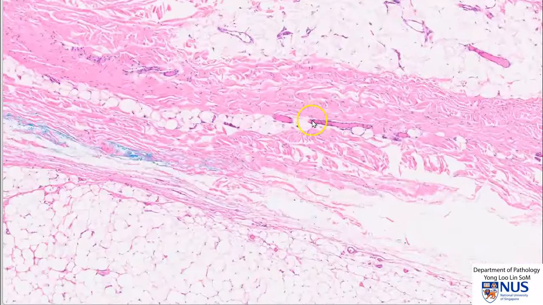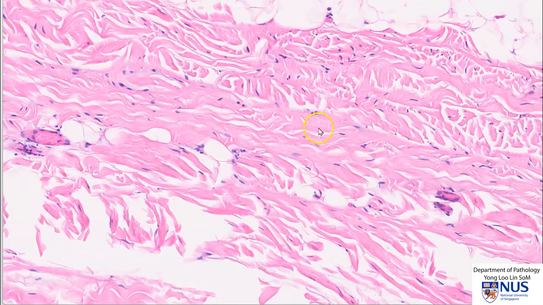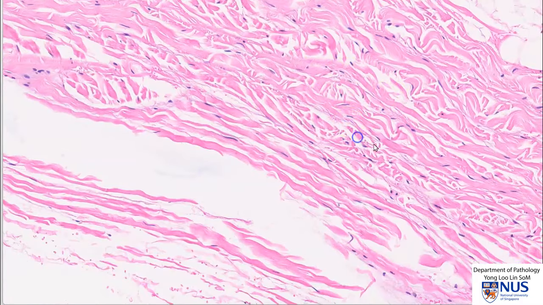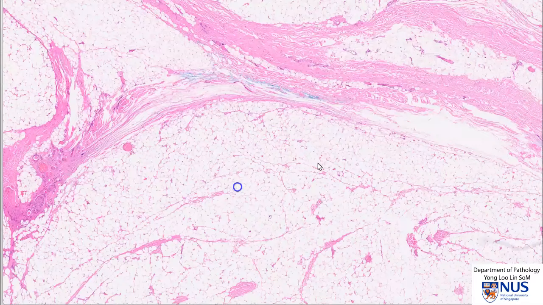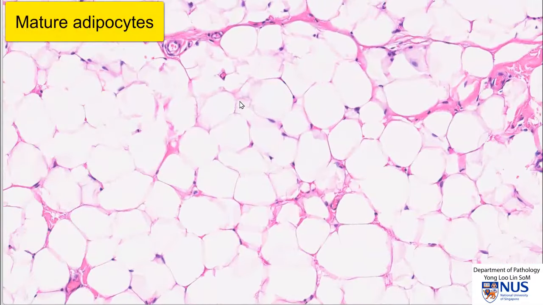Let's zoom in here into one of the fibrous areas, and this is composed of collagen with a few fibrocytes. It's generally very hypocellular and there is no significant nuclear atypia. Now moving on to the lobules. The lobules are composed of mature adipocytes or fat cells.